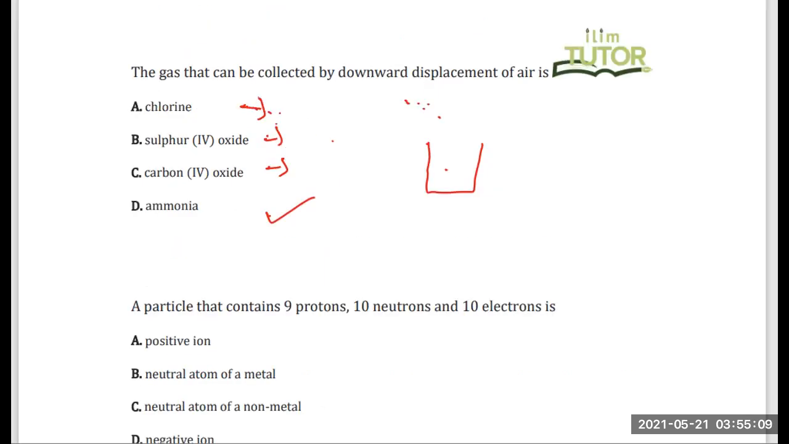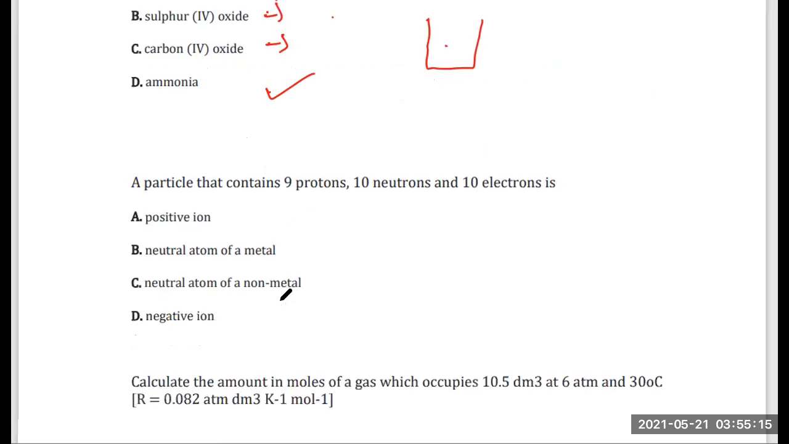All right. A particle that contains 9 protons, 10 neutrons, and 10 electrons is what? So let's look at this particle.